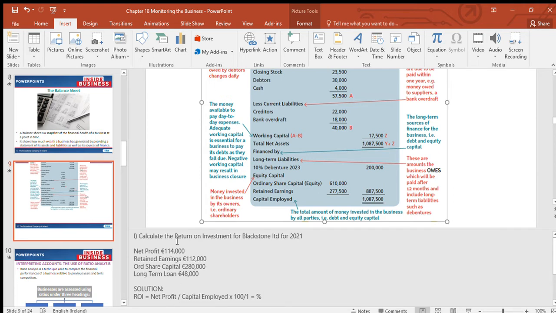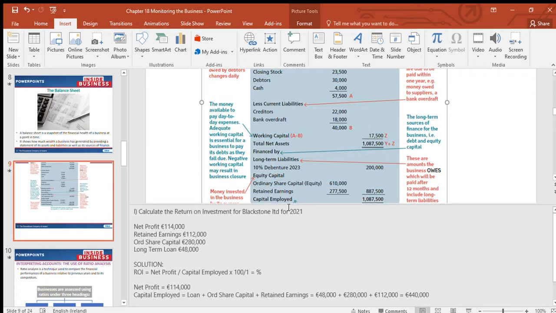My net profit is 114,000. What's my capital employed? Well, if you look at the balance sheet, capital employed down here is a total. And how did we arrive at that total? We added together this and this. Where did we get this? We just added these two together. So what do you do to get capital employed? You add debentures or loans, you add ordinary shares, and you add retained earnings. And I have that written here, and I'm going to get you to write that into your notes copy.